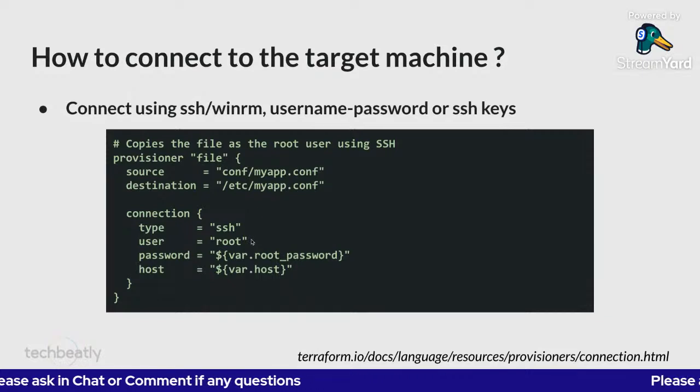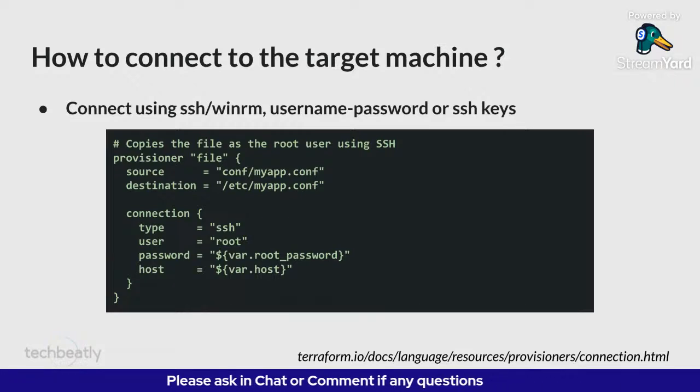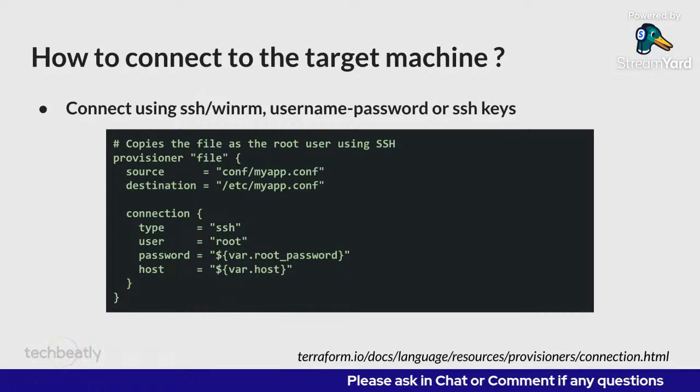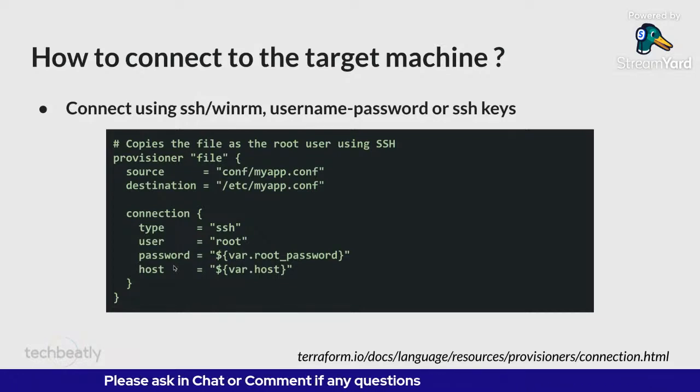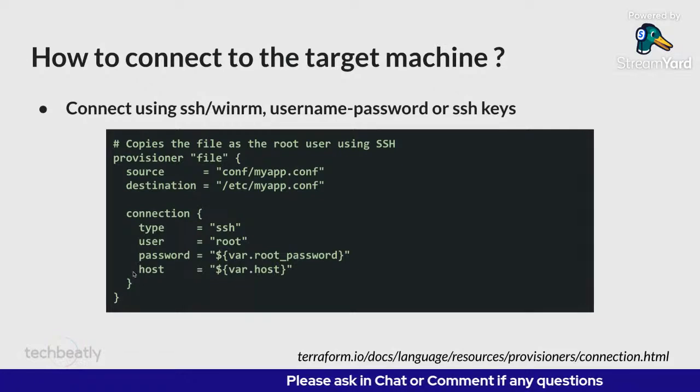Then the username, root or ec2-user, whatever the default user you have already on the target machine. We know when you create the EC2 instance, there will be a default user called ec2-user. So you can use that. If it's GCP, of course, it will be based on your SSH key. So you can pass this SSH key information in the connection. I will show that. Or you can use the password. Then you tell which host you want to connect to.